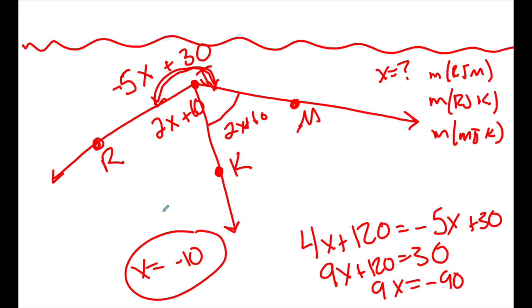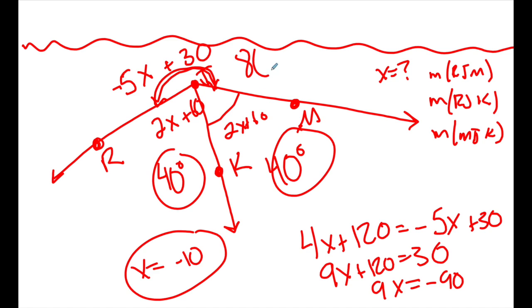And so if x is negative 10, this is negative 20 plus 60, so this is 40 degrees. This is 40 degrees, and this then would be 80 degrees. I didn't plug in because if this is 40, this has to be 40, and if these are 40, this has to be 80. And I could even try it here. Negative 40 plus 120 is 80. Negative 5 times negative 10 is 50, plus 30 is 80. So it works here as well. So we have negative 10, 40, 40, and 80.